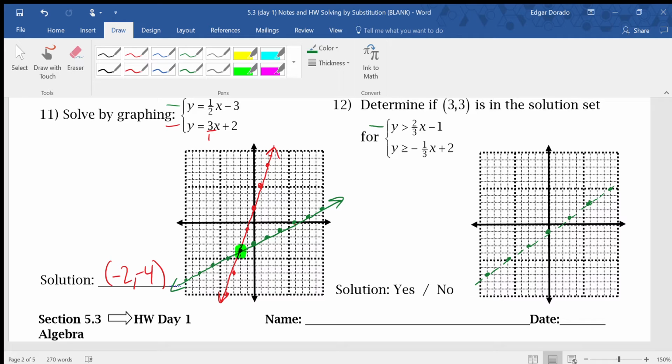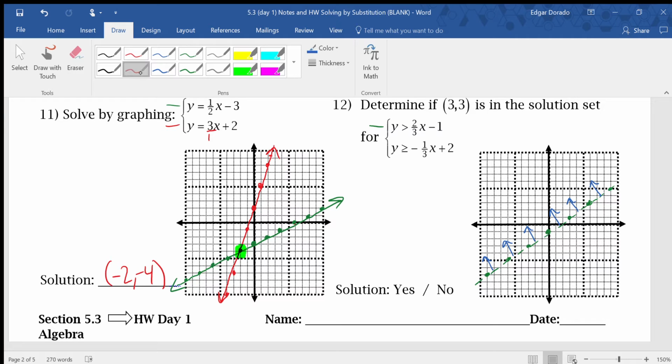Then I'm going to go ahead and make my lines. It was a greater than, so because it was a greater than, I'm going to have to shade above. I'm just going to draw those lines for reference so I know where my shaded region has to be.